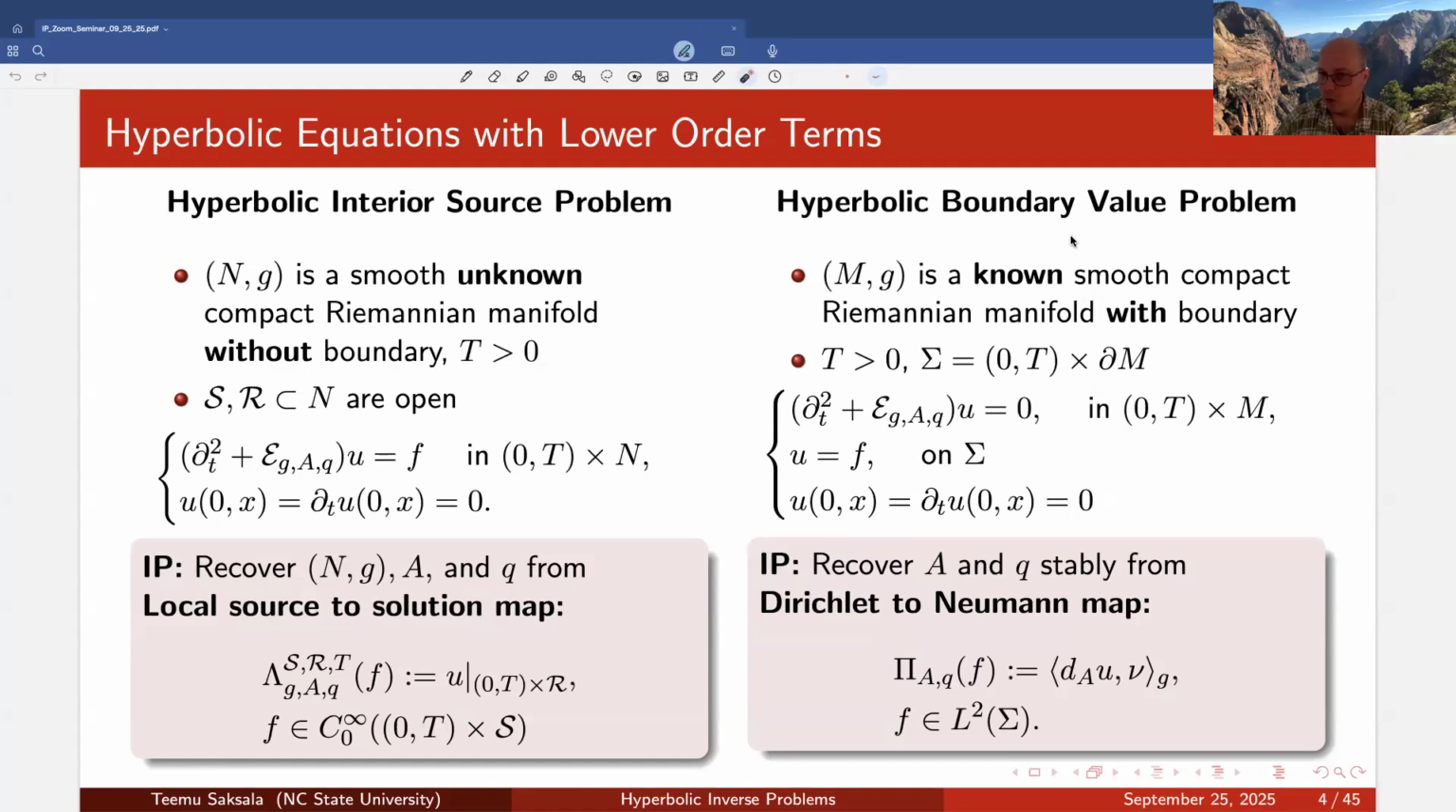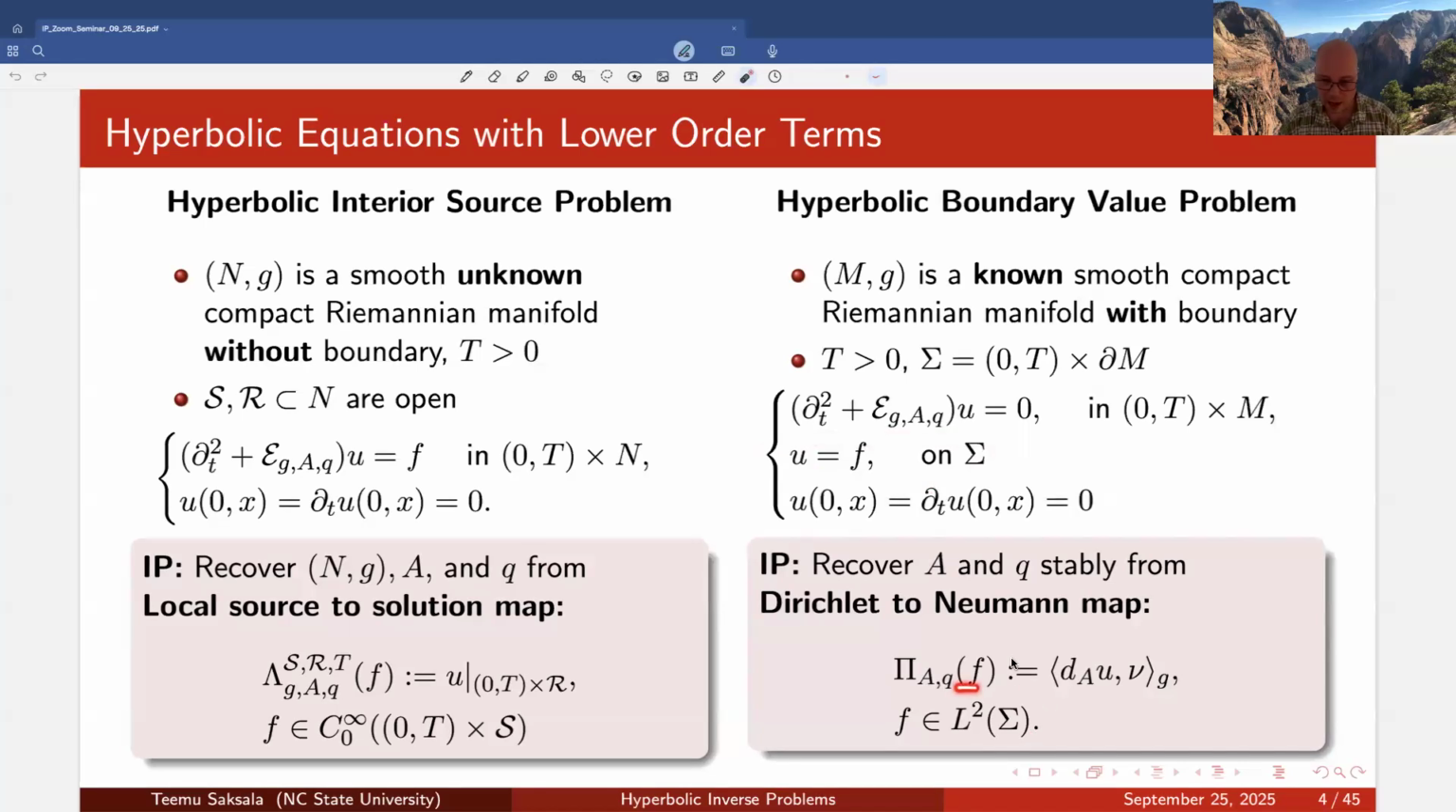Then if you go to the right column, here I'm looking at boundary value problems. So now in this part of the talk, I assume that my manifold is a known manifold with boundary. And then I denote by sigma the lateral boundary of the space-time of height t. And then here I look at the initial boundary value problem for my wave equation. So again, 0 initial state, but now instead of having an interior source, I have a boundary source, Dirichlet boundary source F. And what is now my measurement? It is the Dirichlet to Neumann map for this hyperbolic equation.